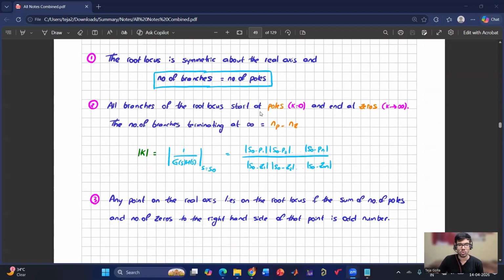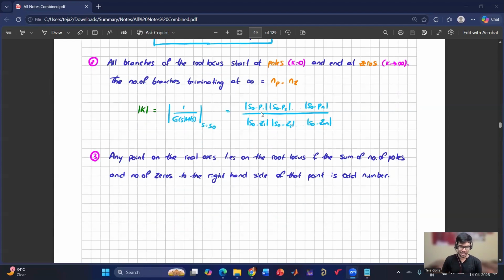And all the branches of the root locus start with the pole and end with the zero. So if a given system has few zeros but more poles, it means there are zeros at infinity. So the poles will move towards infinity, and the number of branches terminating at infinity is the number of poles minus the number of zeros. Any point on the real axis lies on the root locus if the sum of the poles and zeros to the right-hand side of the point is an odd number.